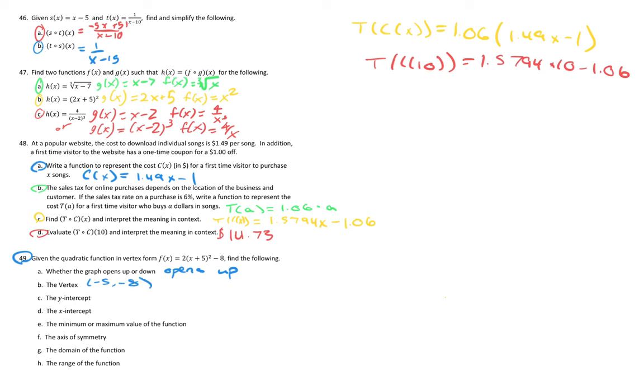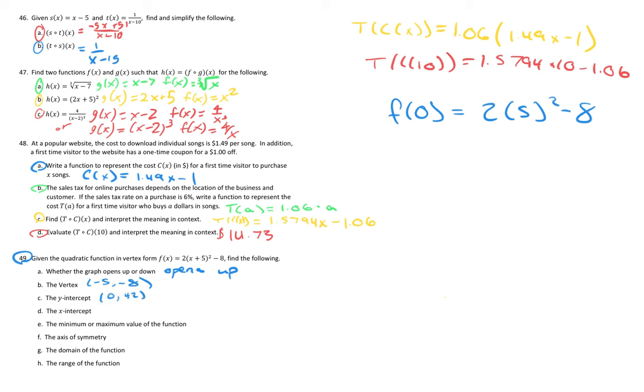The y-intercept is where we say x is 0. So if we plug in x is 0, we have f of 0 equals 2 times 5 squared minus 8. That's 50 minus 8, which is 42. So our y-intercept is at (0, 42).